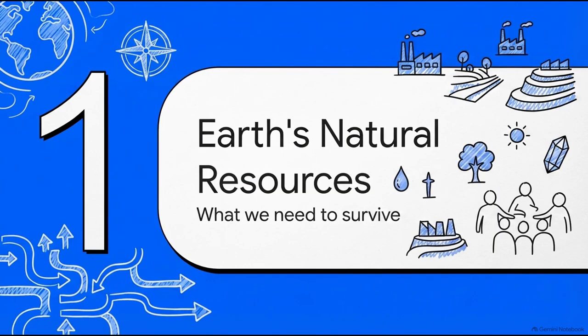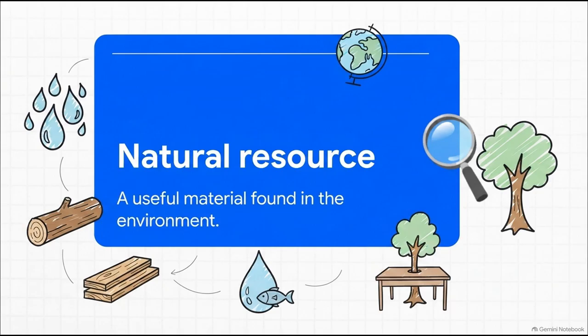Okay, Section 1, Earth's Natural Resources. To kick things off, we really need to know what a natural resource actually is. Basically, a natural resource is just a useful material found in the environment. It really is that simple. Think about the water you drink after playing outside, or the wood used to build the desk you're sitting at right now. Those are both useful materials we get straight from our environment.